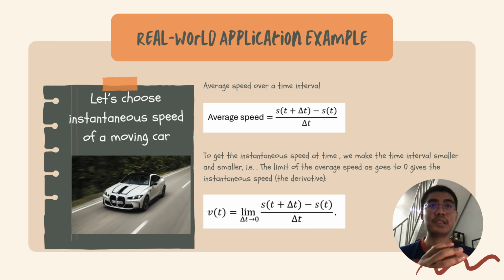To find the speed at an exact moment, we make the time change, which is delta t, get smaller and smaller. This gives us the derivative, written as v of t equals the limit as delta t approaches 0 of s of t plus delta t minus s of t, divided by delta t.